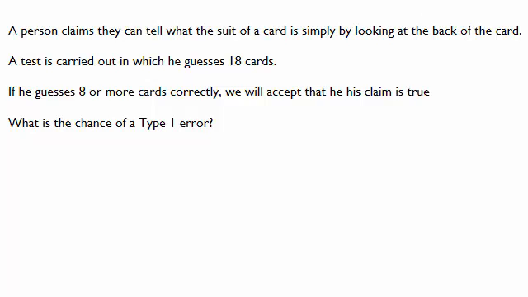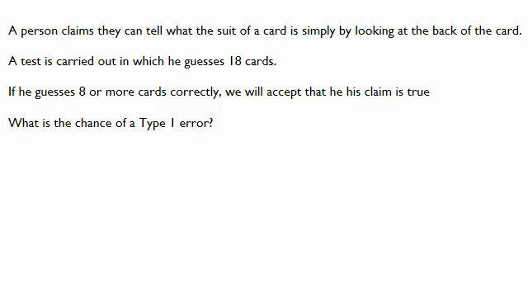Here is a type 1 error question. There's a person claiming that they can read the back of a card and say whether it's a heart, club, diamond or spade. So we test this person with 18 cards and we set up a somewhat artificial critical region by saying that if he guesses 8 or more cards correctly, then we'll accept that he can do this thing. And therefore, what's the chance of a type 1 error?